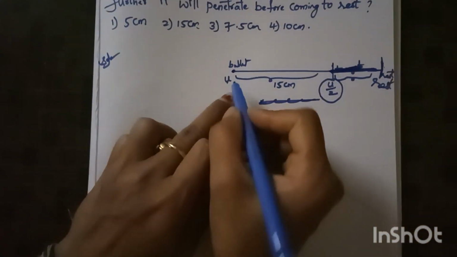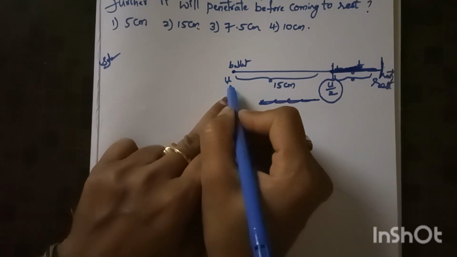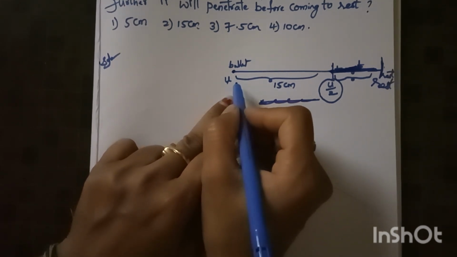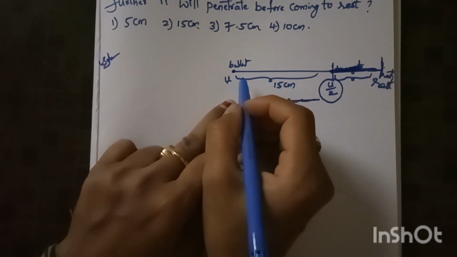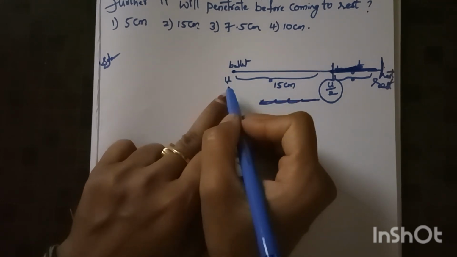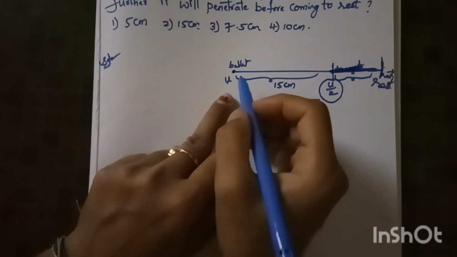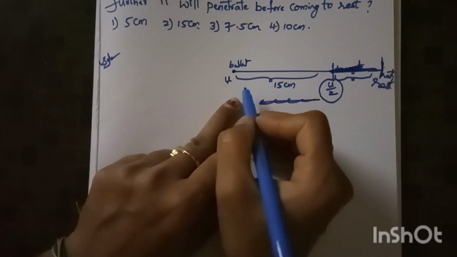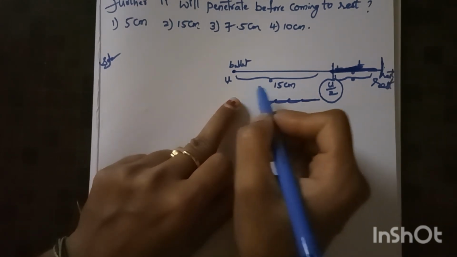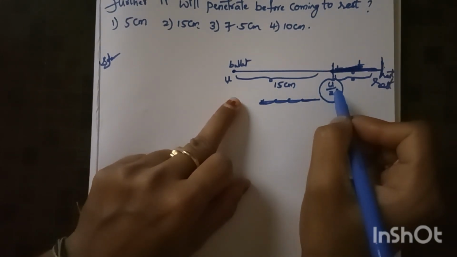For suppose a bullet is fired with a velocity u. As you all know, every object has an initial velocity, that is u, the starting velocity. So as the bullet is fired with a velocity u, it loses its velocity, how much?